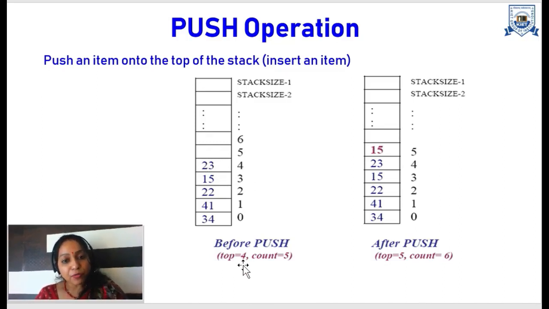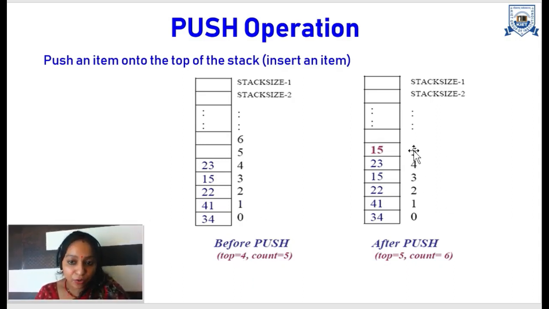Now if we are performing a push operation, that means we are inserting an element in the stack. So we will update the value of top. Top is at the last index location. Now we have to insert. We have checked that space is available in the stack. Now we will increase the value of top. Top equals 5. Now we will store the new element 15 in this particular top location. Now we will update the count. Count equals 6. Total number of elements in the stack is 6. Okay, so this is called the push operation.